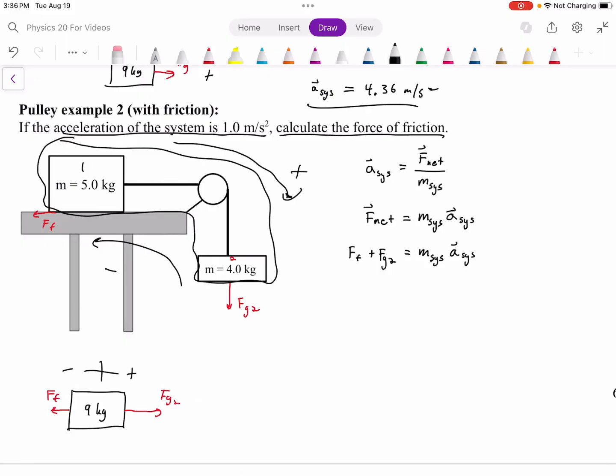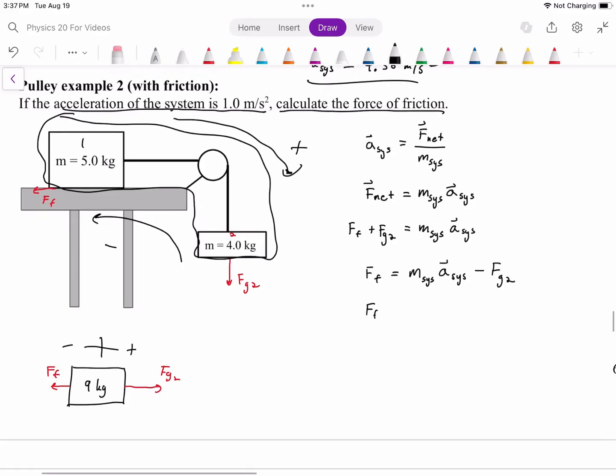So let's isolate the force of friction here, right? And now we're ready to plug in, recognizing that Fg2 is just going to be mass 2 times 9.81. And again, we're going to make 9.81 positive here, right? This is just this mass times 9.81. That's how strong that force of gravity will be.